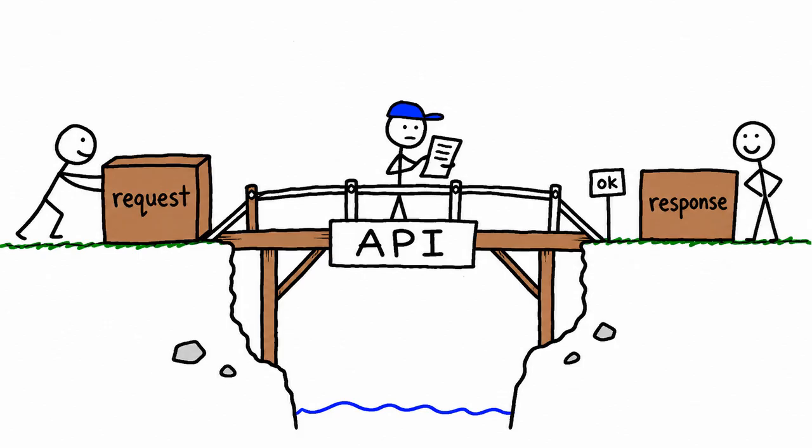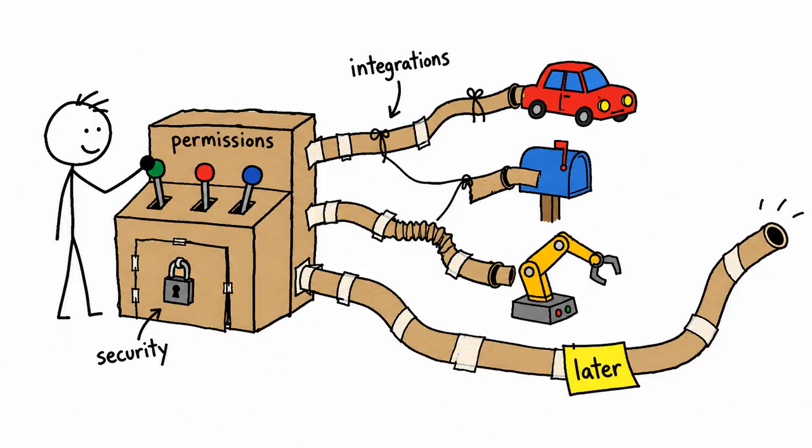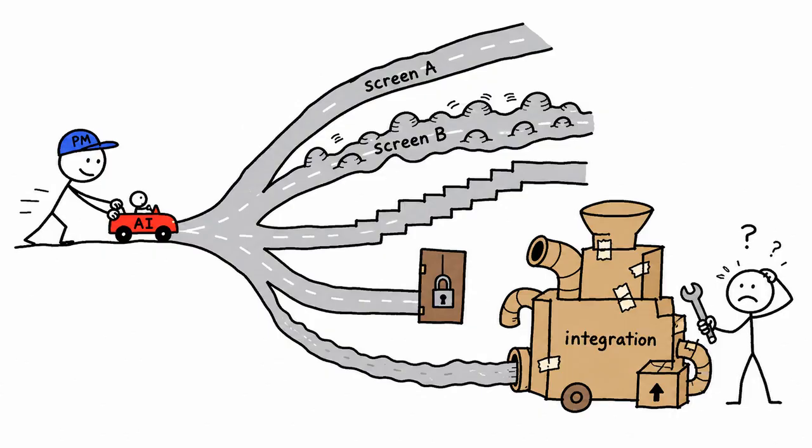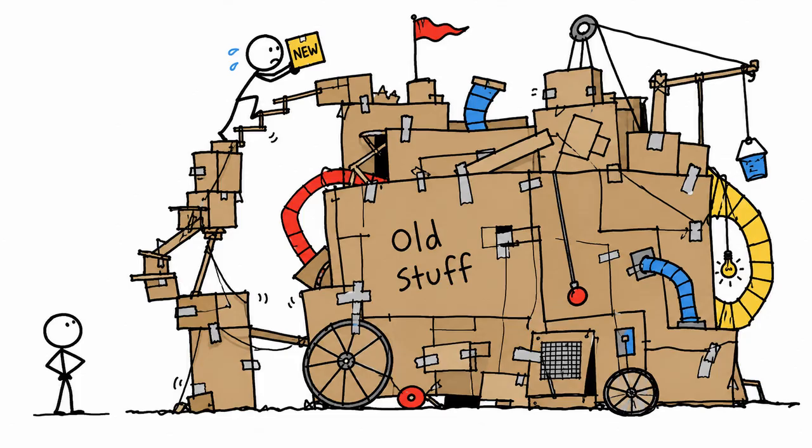But in production, the API becomes one of the most important product surfaces because it controls reliability, permissions, security, integrations, and future flexibility. If the API is poorly designed, the product becomes fragile. Small changes break other parts of the system. Different screens behave inconsistently. External integrations become painful. AI workflows become harder to debug, and every new feature becomes slower to build.